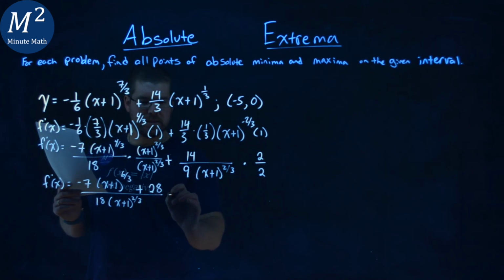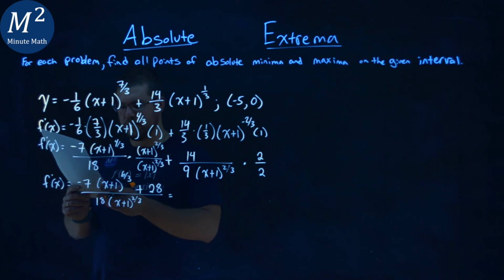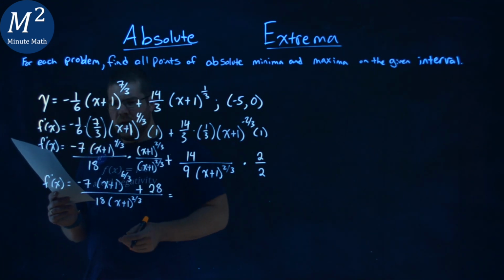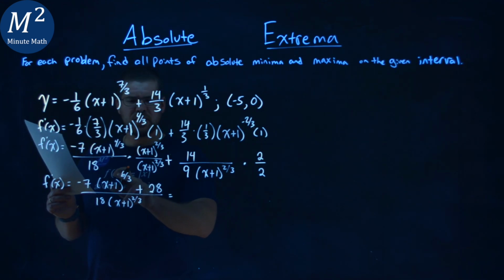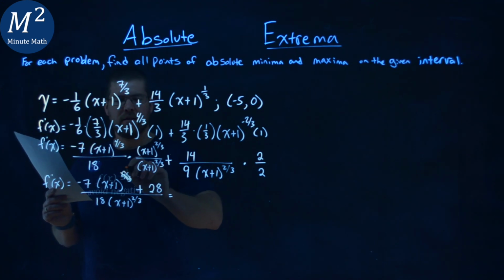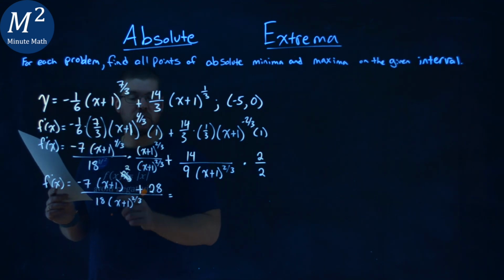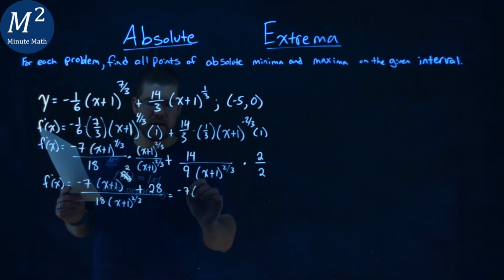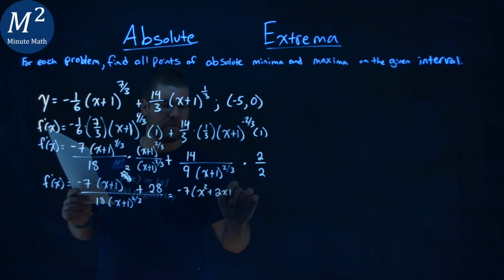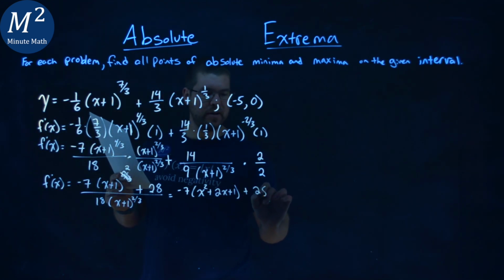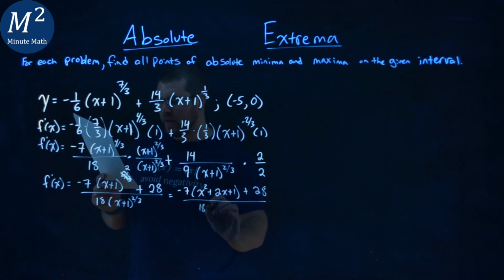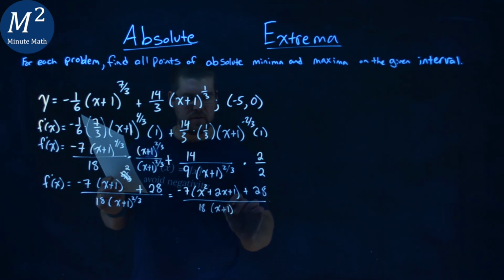From here, we're going to simplify this slightly. Well, 6/3 is the same thing as a power of 2, right? So I'm going to remove that and put a 2 right here. Then from there, since it's squared, let's multiply that out. Negative 7 times x squared plus 2x plus 1, as such. And then we have the plus 28, over an 18 down there, and an x plus 1 to the 2/3 power.